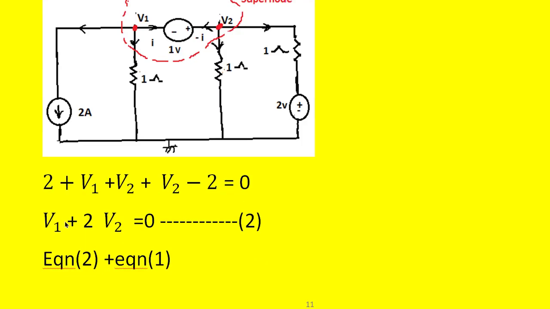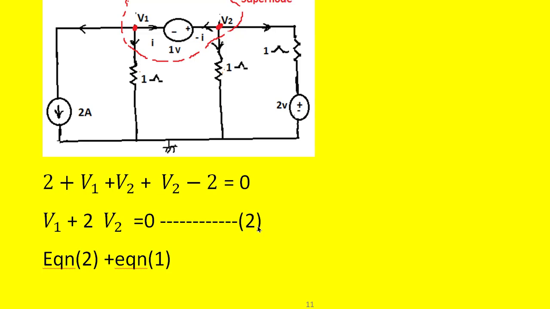So the algebraic sum of the currents at a junction, that is here at the super node, is equal to 0. We have treated this node as a single node. Super node means single node, so we get only one equation. That is what we got here. Then when simplifying, we get V1 plus 2V2 is equal to 0, and this is called the second equation.